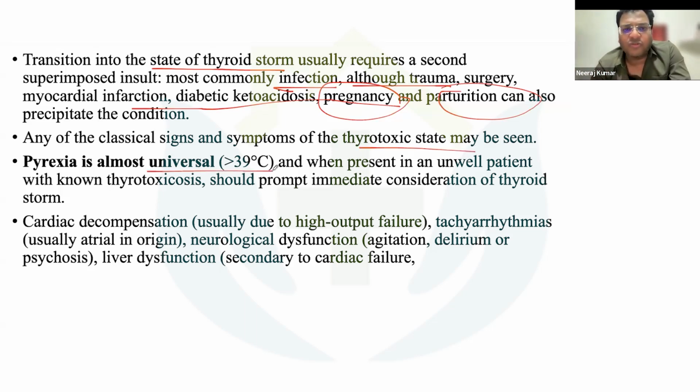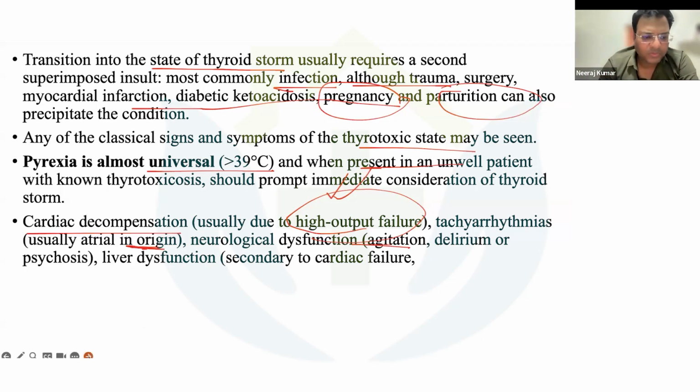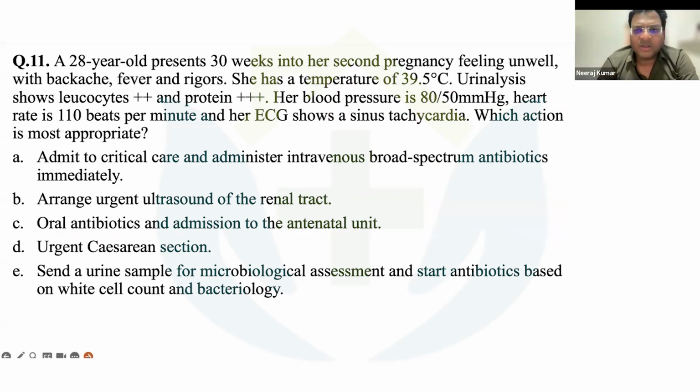So pyrexia is almost universal, 39 degrees Celsius or more, and when present in an unwell patient, even if the patient is known thyrotoxic, should prompt immediate consideration of thyroid storm. And here cardiac decompensation may be there, which is mostly high output cardiac failure, tachyarrhythmia, usually atrial fibrillation, maybe agitation, delirium because of the neurological involvement or liver dysfunction. So this is all about that question. So thyroid storm will be the correct answer.